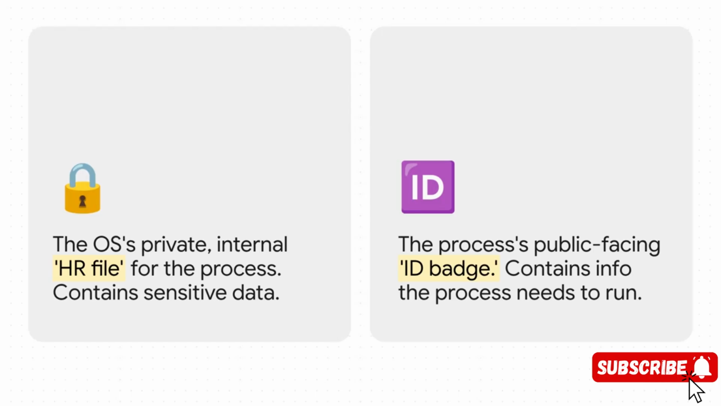The analogy here is actually pretty simple. The EPROCESS structure, that's the kernel's confidential HR file on the process. It's got all the sensitive data the OS needs to manage it. But then there's the Process Environment Block, or PEB. That's more like the process's own ID badge. It's stored in the process's own memory, and it contains all the public info it needs to function.